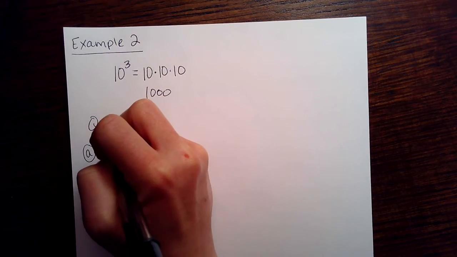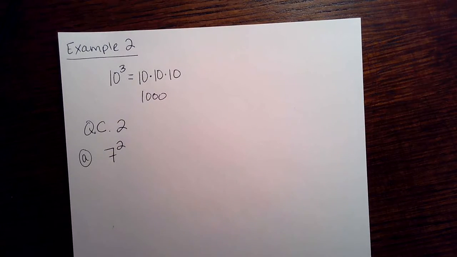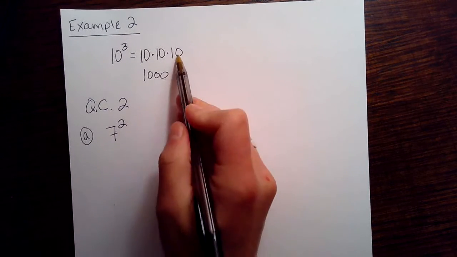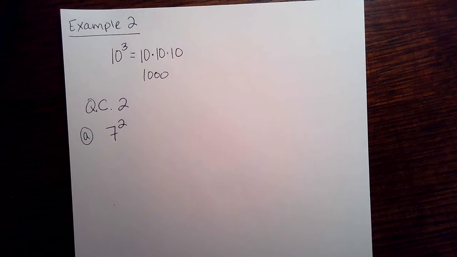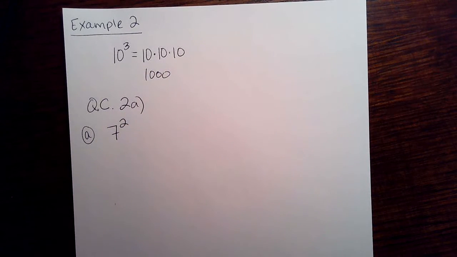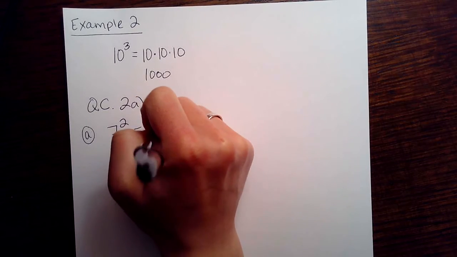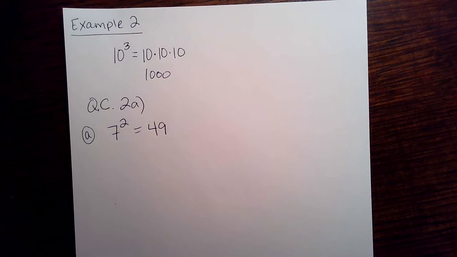Part A says simplify 7 squared. So go ahead and try that. Rewrite it as a product and then multiply. What do we get? Pause and try. Quick check 2A. All right, if you got 49, that is correct.